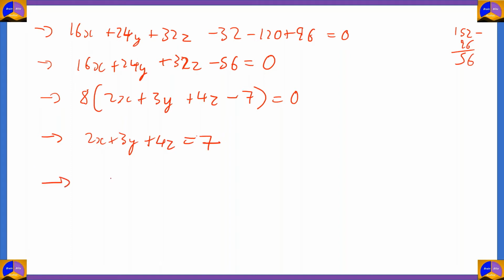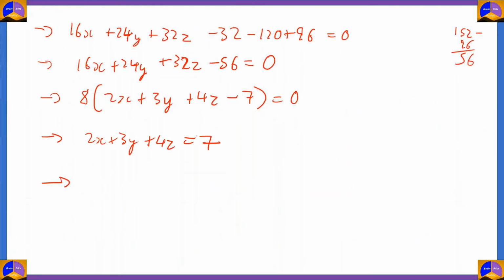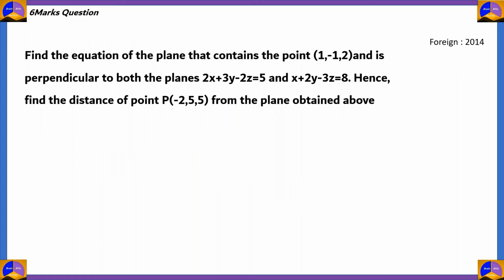And therefore, we can write the vector equation as r dot (2i plus 3j plus 4k) is equal to 7. So this is the Cartesian form, this is the vector form, and that is our final answer. Let's look at our next question.